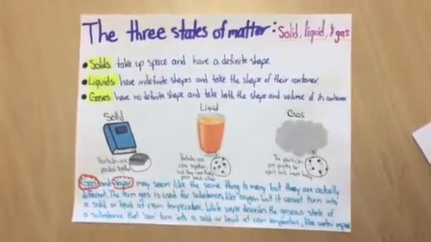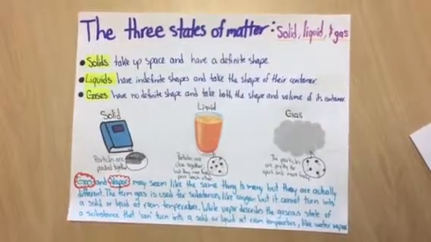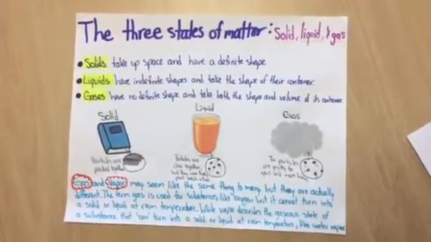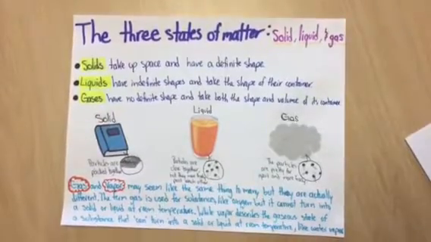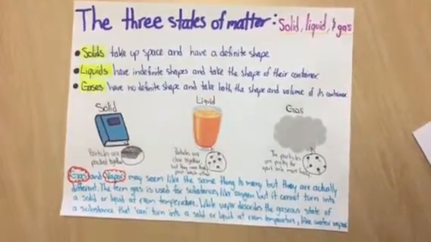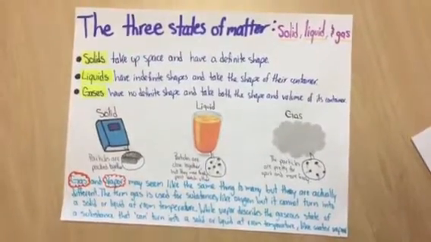The three states of matter are solid, liquid, and gas. Solids take up space and have a definite shape. Liquids have indefinite shapes and take the shape of their container. Gases have no definite shape and take both the shape and volume of their container.